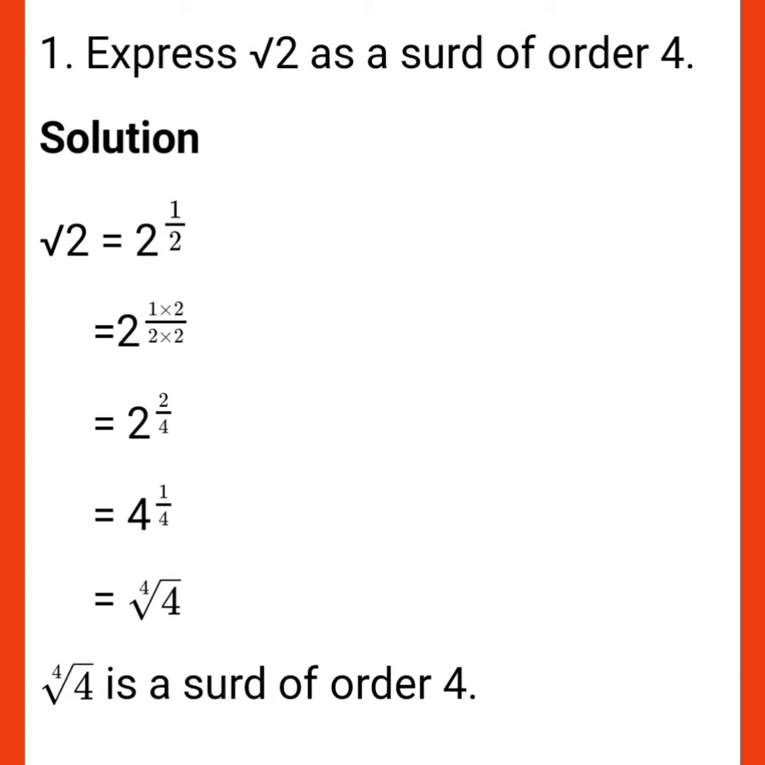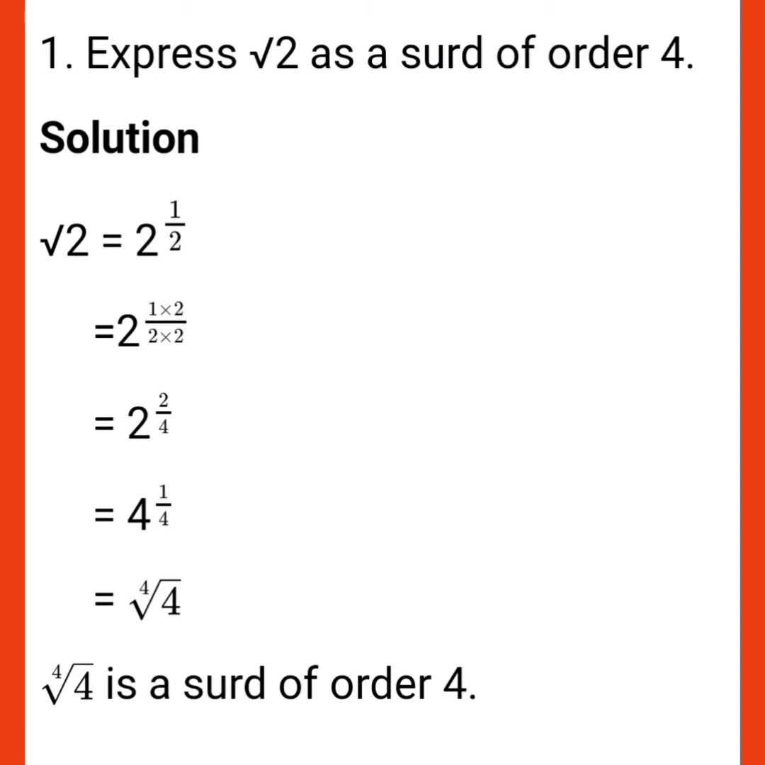Root 2 can be written in the form of 2 power 1 by 2. That power 1 by 2 can be written as 1 by 2 into 2 by 2. That means I am multiplying by 2 and dividing by 2 in the power. So now that can be written in the form of 2 power 2 by 4, and 2 power 2 can be written as 4, so 4 power 1 by 4, which is nothing but the fourth root of 4. Thus fourth root of 4 is a surd of order 4.